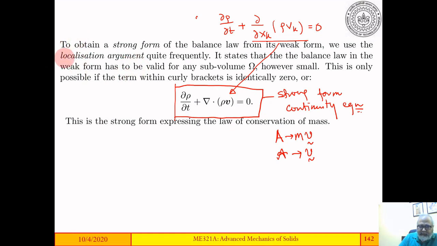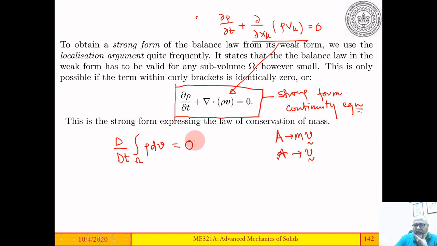In case of balance of mass, we started from this total derivative. We said that this is the physical principle, d/dt of the total mass inside the volume omega, the total rate of change of that is to be equal to 0.